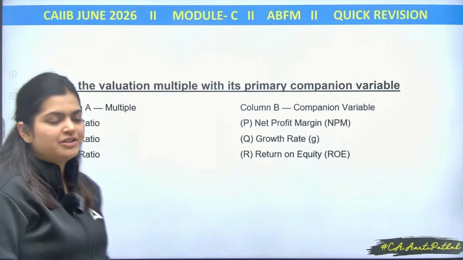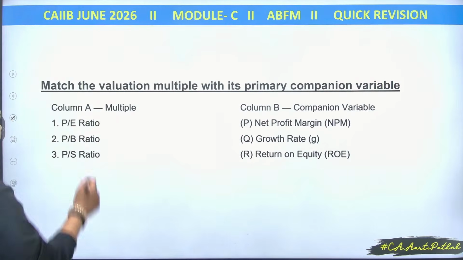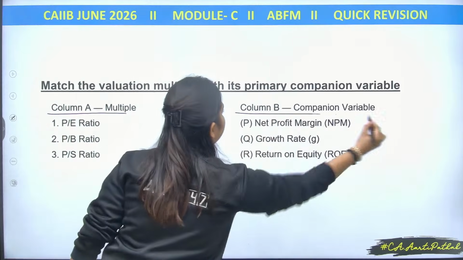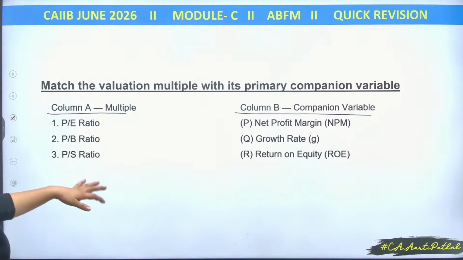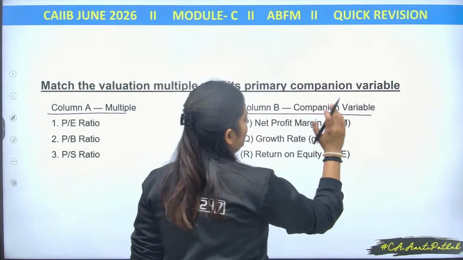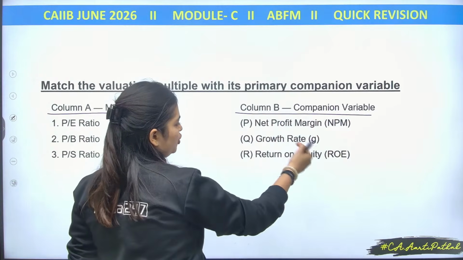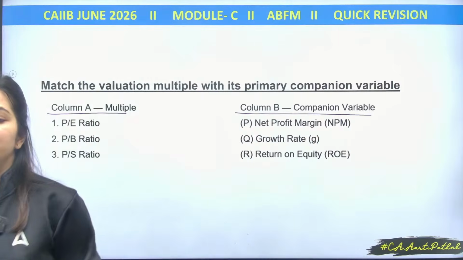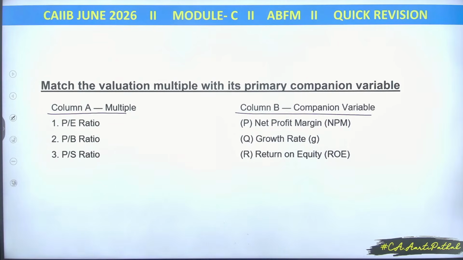Again, we have a match the following. Now this is your column A and this is your column B. Here you have multiples, that is PE ratio, PB ratio and PS ratio. Now column B talks about companion variables like NPM, growth rate and return on equity. You need to identify the correct companions here.